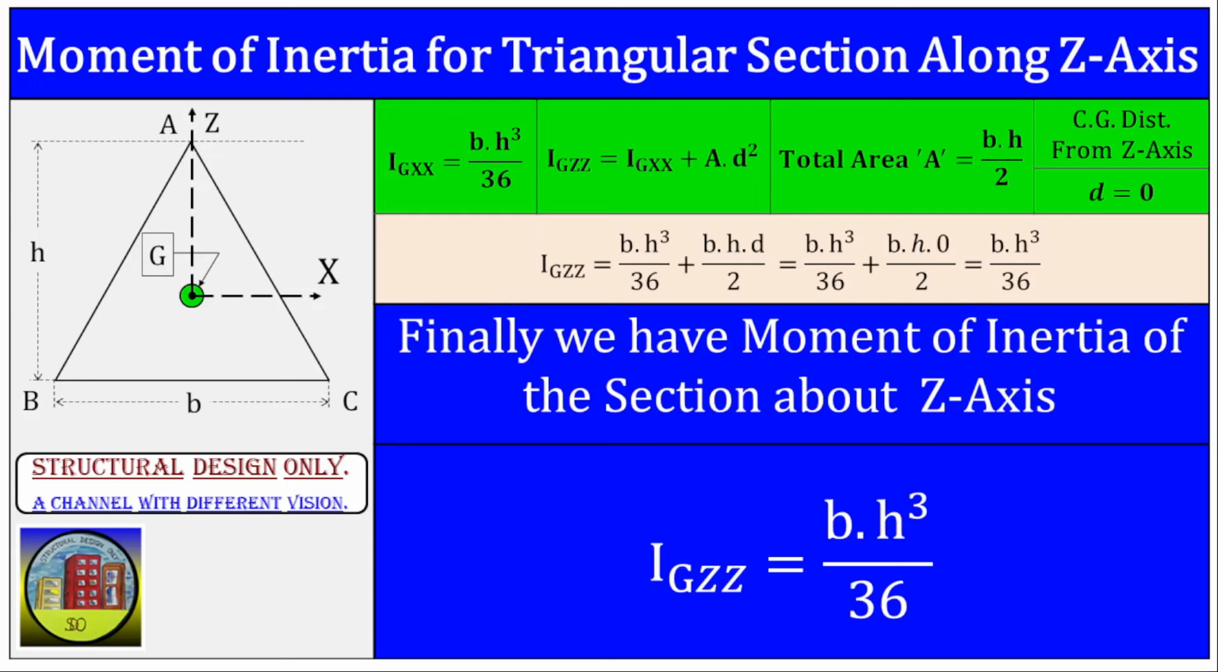Once again, by the help of the parallel axis theorem, we can write IZZ equals IXX plus A into D square. Since isosceles triangles are bilaterally symmetrical about the z-axis, its CG will remain on the z-axis, so the distance from the z-axis will be 0. So the value of D equals 0. Therefore the value of A into D square equals 0. Finally we have IGXX equals IGZZ equals B into h cubed by 36.